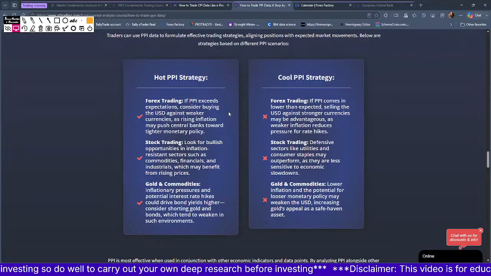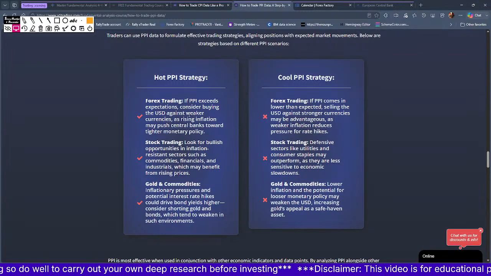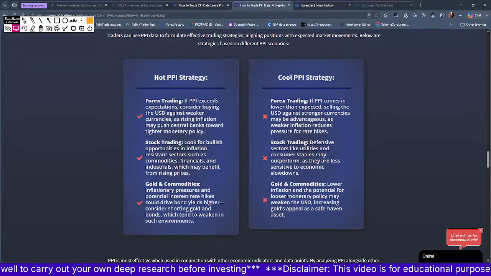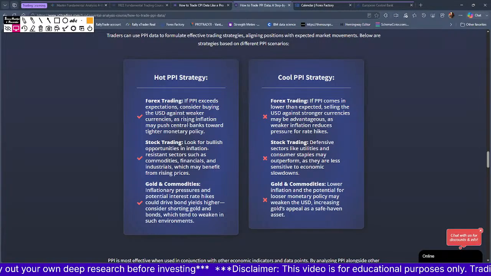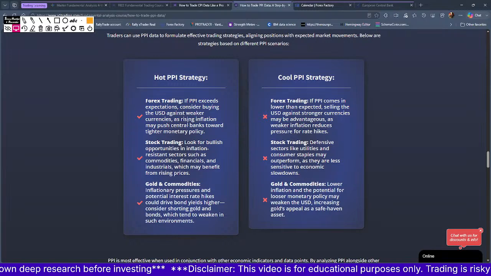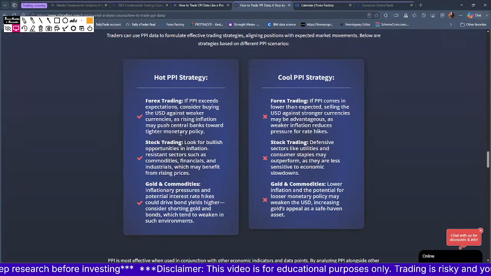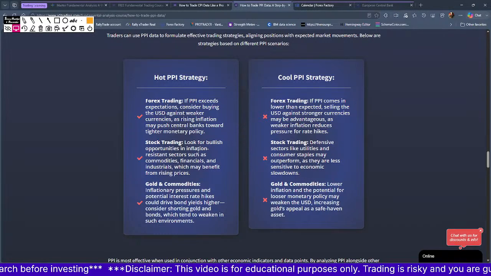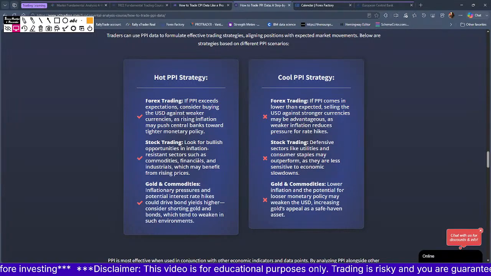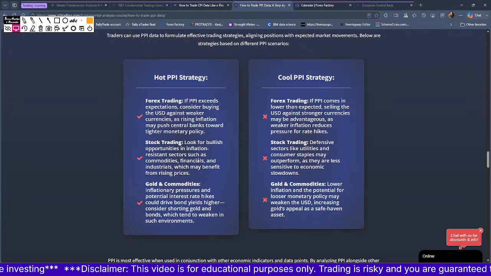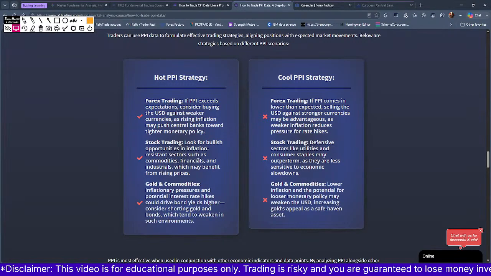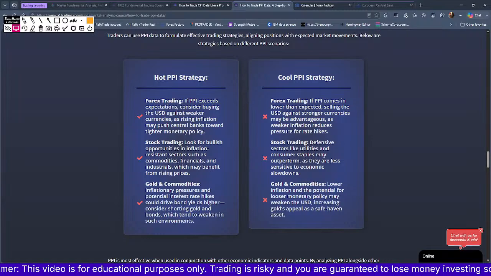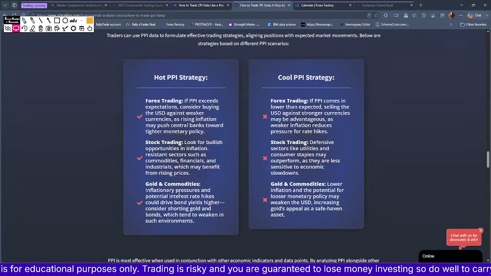So what PPI strategy? Forex traders, if PPI exceeds expectation, they consider to go buy the dollar against weaker currencies, as rising inflation may push central banks towards tightening monetary policy. Stock traders, they look for bullish opportunities in inflation-resistant sectors, usually the commodity, financial, and industrial, which may benefit from rising rates, right? The rising price. And then gold and commodity traders, because of this situation, they look to sell the market. They need to sell gold markets for small money.